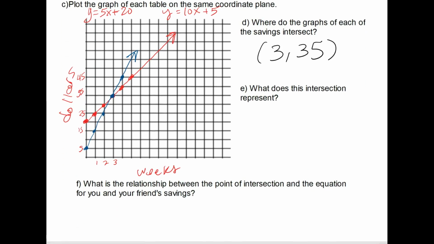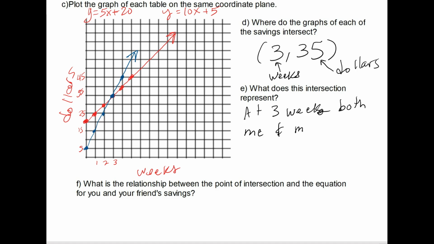That's where they intersect. What does this point represent? Okay, well, this represents my x. My x is weeks. Remember, if I write it, you write it. This represents my dollars. This is my y. So at 3 weeks, both me and my friend will have $35. Excuse the handwriting.